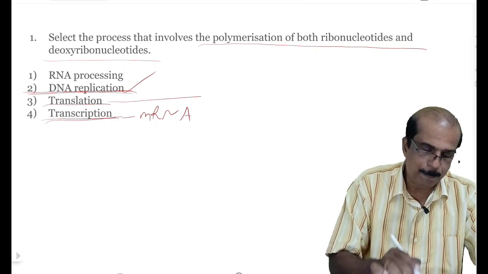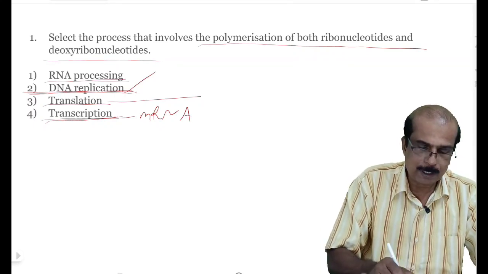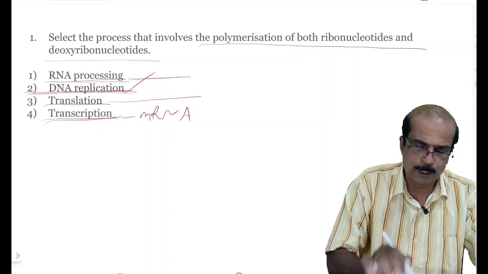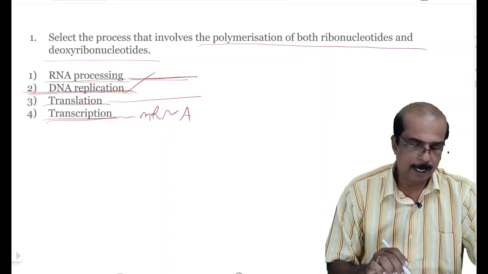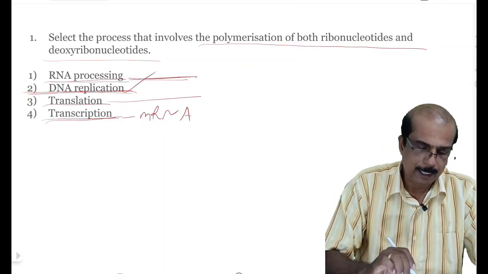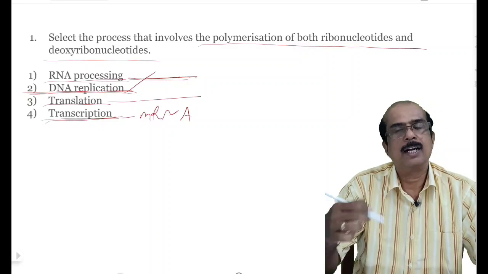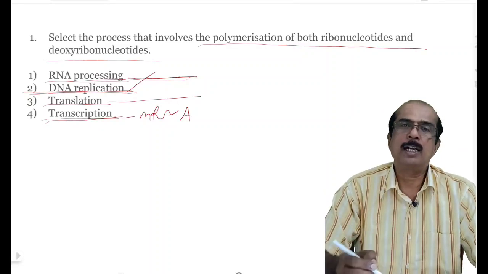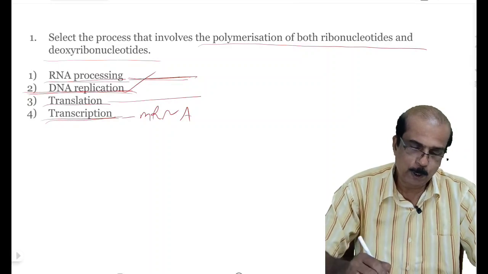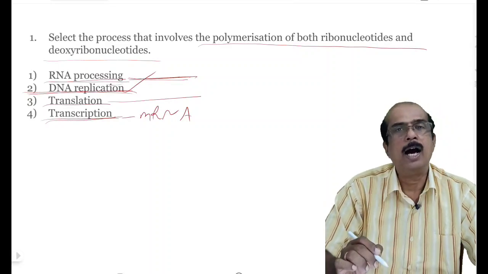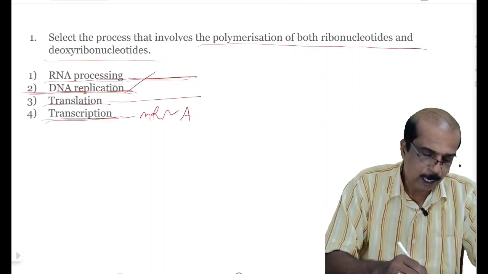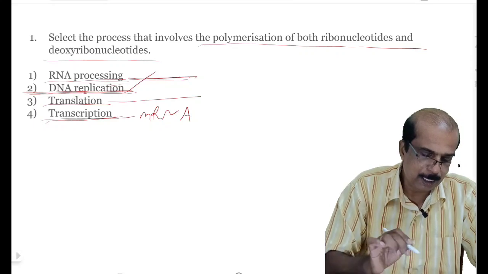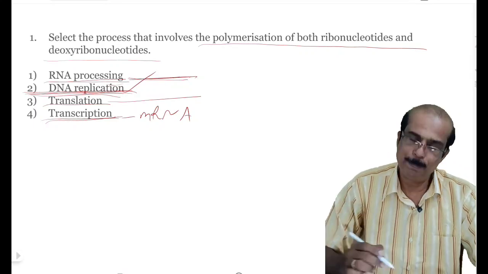What is RNA processing? RNA processing or RNA splicing. Here, the intronic sequences are cut and removed and the exonic sequences are joined. There is no polymerization during RNA processing. So, our answer to the first question is option 2, DNA replication.